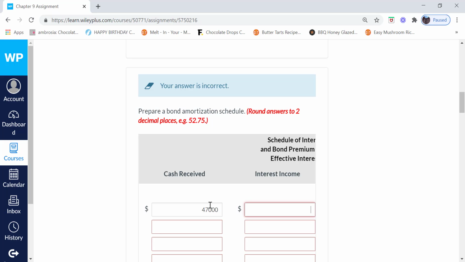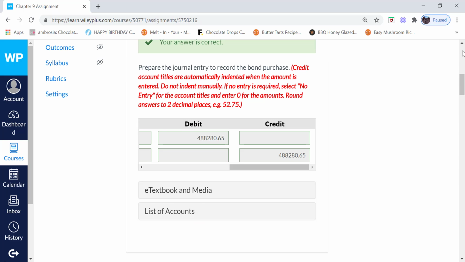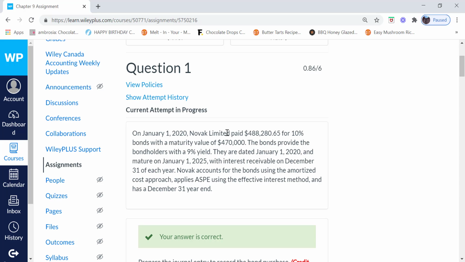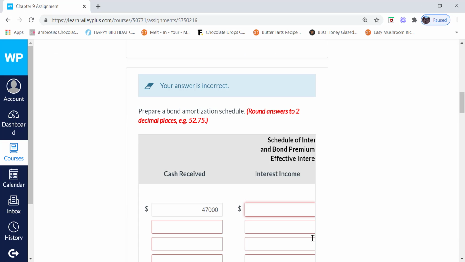My interest income is always equal to the book value of the bond times the effective rate. So in this one, because it's the first year, the book value of the bond is the 488, 280.65. And the yield or the effective rate is 9%. So times 9%. So my interest income based on that math is 43,945.26. Careful with your rounding.